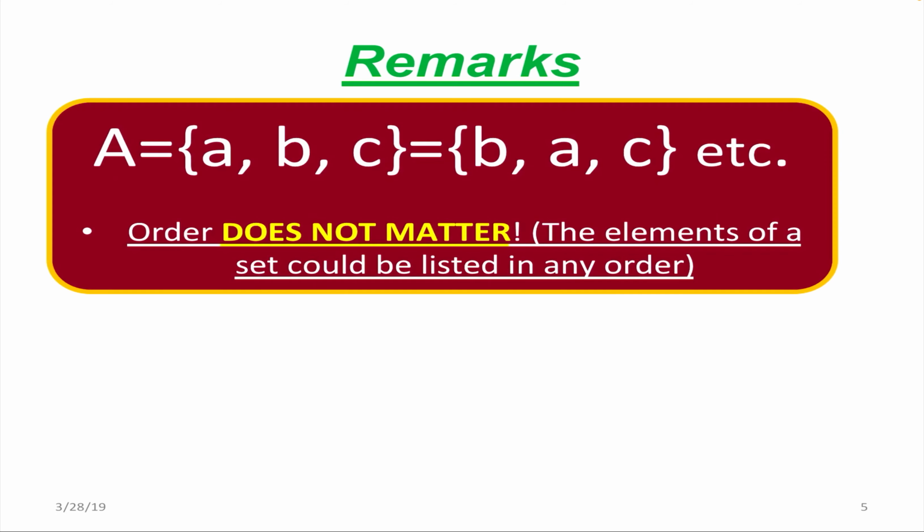Alright, a couple of remarks. Order does not matter, so the elements of a set could be listed in any order. For instance, let's say we have set A containing A, B, and C, so we could also write the set as B, A, C. It's going to be precisely the same set. And so on.